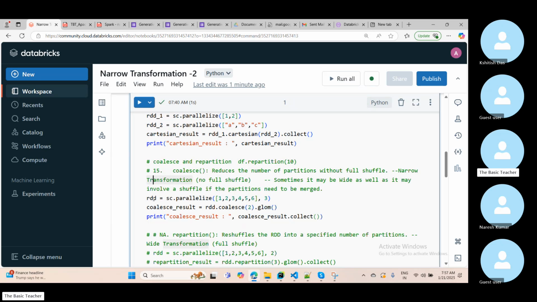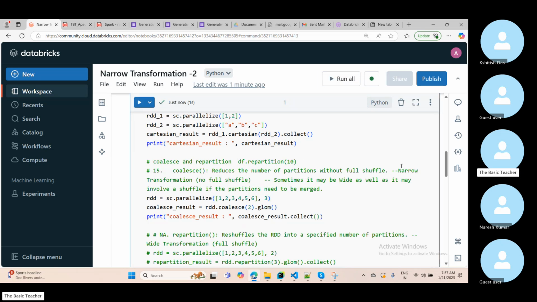Here, for the example, we have an RDD. Let's say we created the RDD with this data, and we are defining the number of partitions as 3. That means this RDD will be created with 3 partitions. Then the result is coalesce 2. Let's first print this. Okay, let me run this.